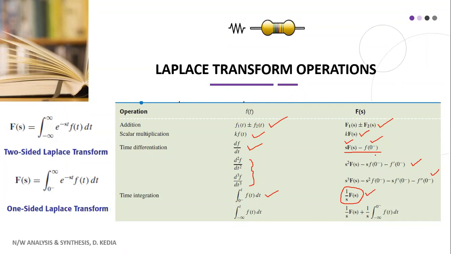Initial conditions apart, here also the initial condition has been assumed to be 0. If you take the integral from minus infinity to t, in that case it will be F(s) by s plus a term, and this is nothing but the contribution of your circuit from minus infinity to 0. So in a way, it is the initial condition before you start with the circuit. So here also it is 1 by s.